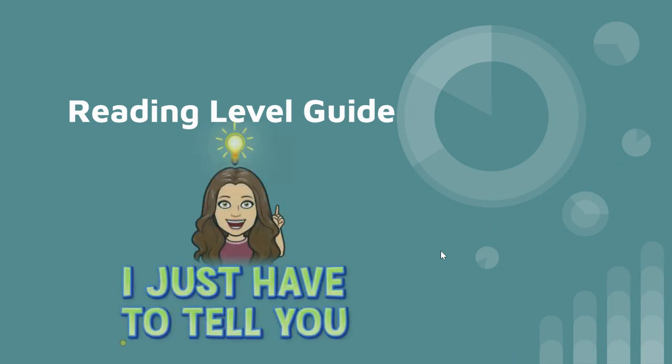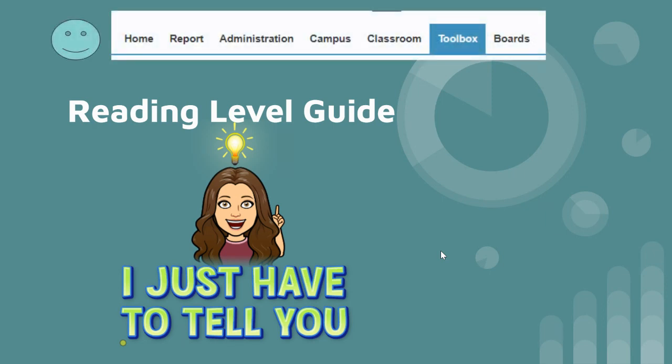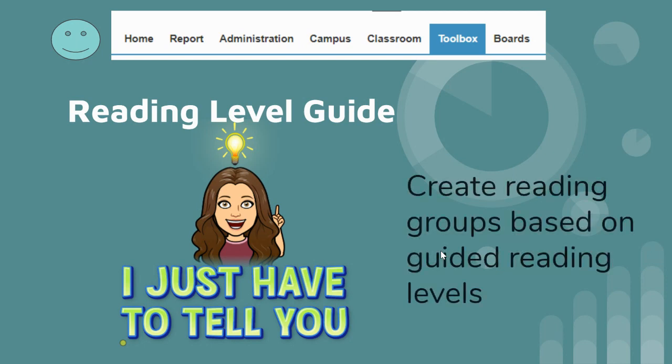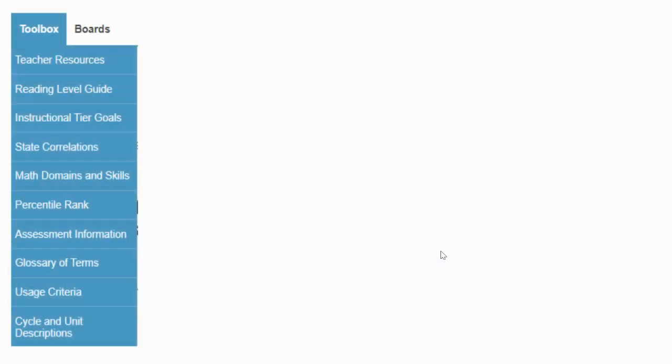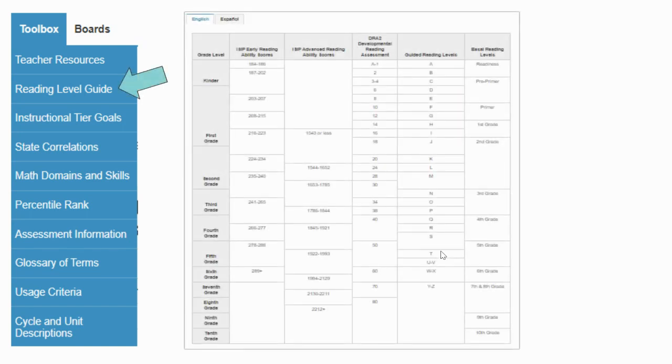So let's look at the reading level guide. This is something that I really value about the iStation data, so I just have to share this with you. The great news is that it's also available in your toolbox tab. This will help you to create reading groups based on guided reading levels. So in the toolbox tab, this time you would click the reading level guide. This is what this reading level guide looks like.